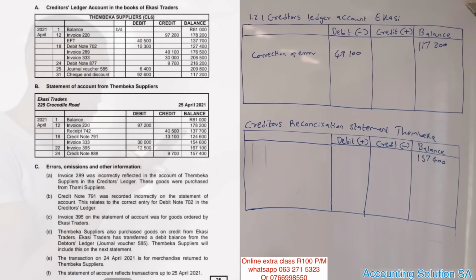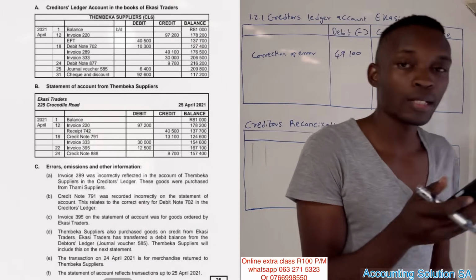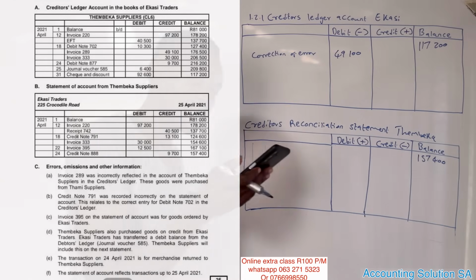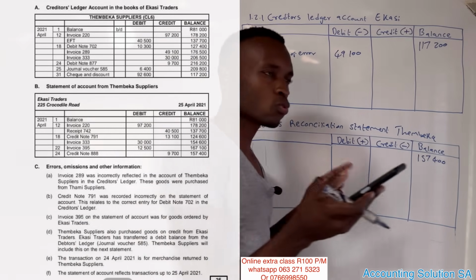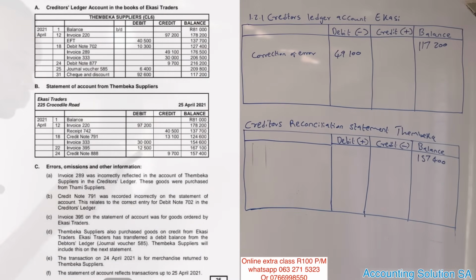Check credit note number 791. 791 is 13,100. Under our statement of account here it is 13,100. They say it's related to debit note 702. But in our statement, guys, we recorded 10,300, and on the other side they recorded 13,100. There is a difference between those two amounts. We must do what? We must reverse some amount. Okay. Now let's check which one is correct.